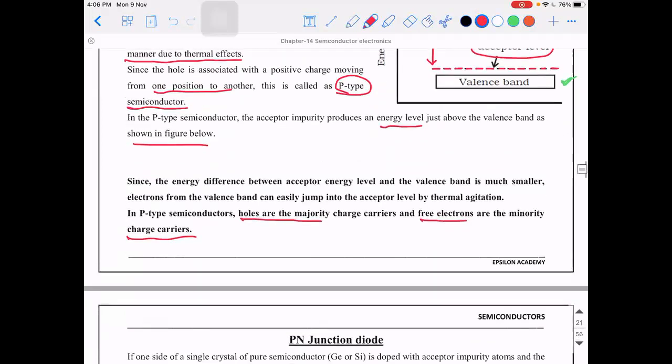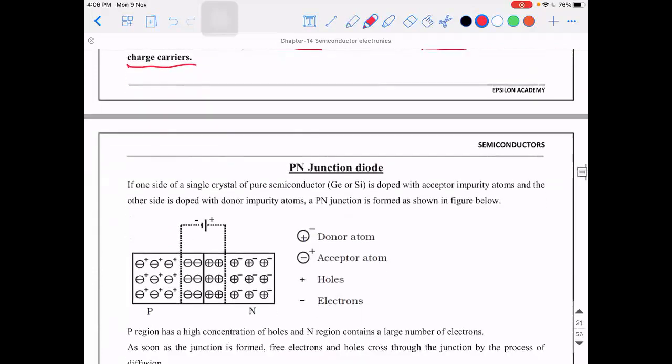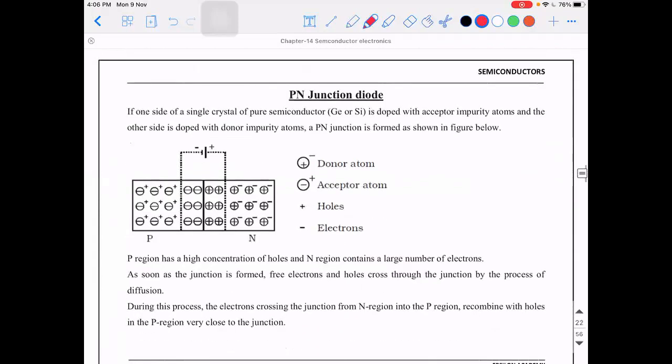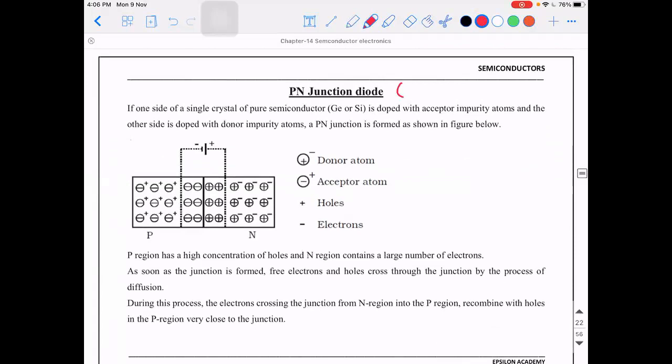Now comes an important topic. I'm sure you would have heard this word, the PN junction diode. Once the class is over, you can go and revisit your observation book and see. You will be doing this experiment also. You will do something called forward and reverse bias characteristics of a PN junction diode. But before we see the characteristics, first we need to understand what exactly a PN junction diode is.